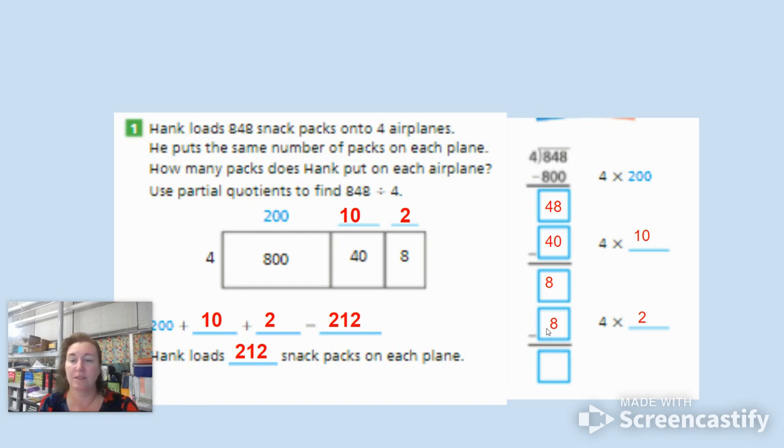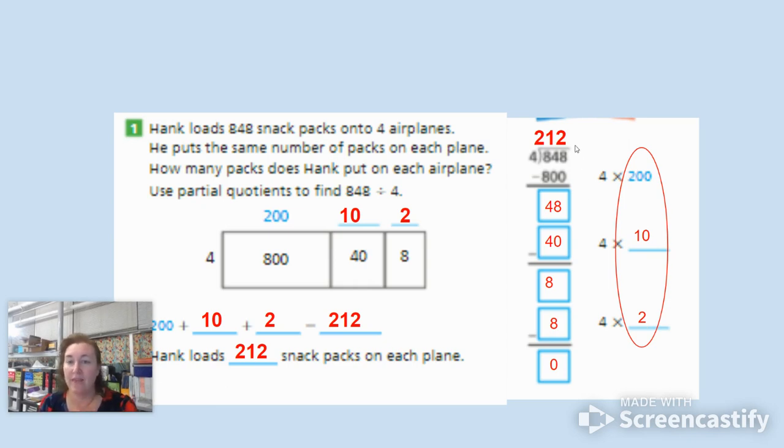So I can take 2 groups of 4 away. And then finally I get 0. Now, to get my answer, I need to go back to what I recorded on the side. I took 200 groups of 4 away. I took 10 groups of 4 away, and I took 2 groups of 4 away. 200 plus 10 plus 12 is 212.